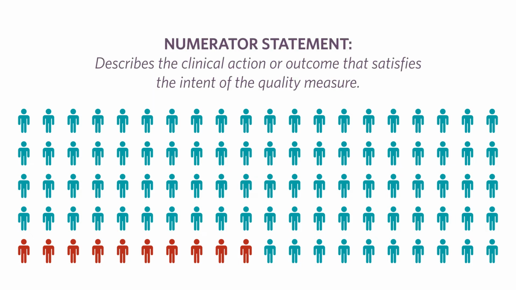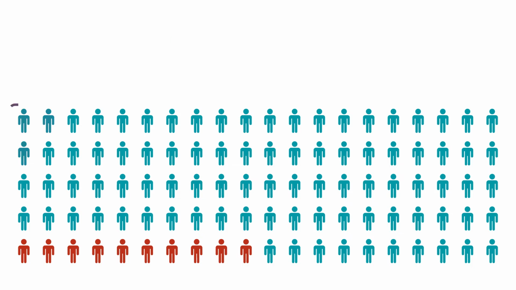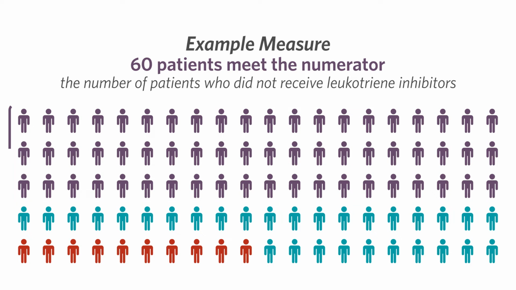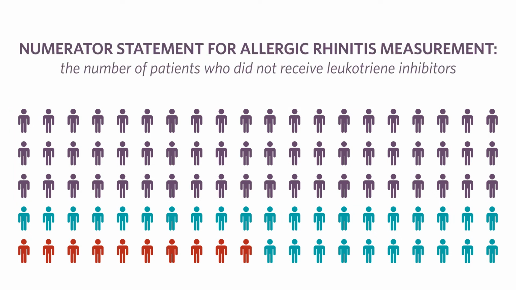The numerator statement describes the clinical action or outcome that satisfies the intent of the quality measure. This number represents the patients who meet the clinical action or outcome of interest. In our sample calculation, 60 patients meet the numerator. For the allergic rhinitis measure, these represent the number of patients who did not receive leukotriene inhibitors.